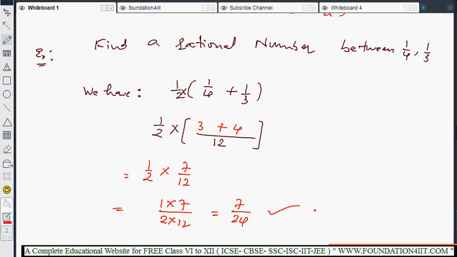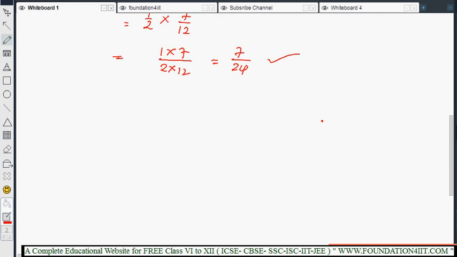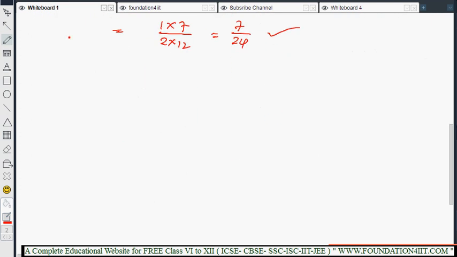Now, if they ask for more than one number between two rational numbers, how do we find them? I'll tell you a direct shortcut method. This first method finds exactly one number between two rational numbers. Apart from that, there is a method for finding a large number of rational numbers between two given numbers. How to find them? I'll explain with an example.